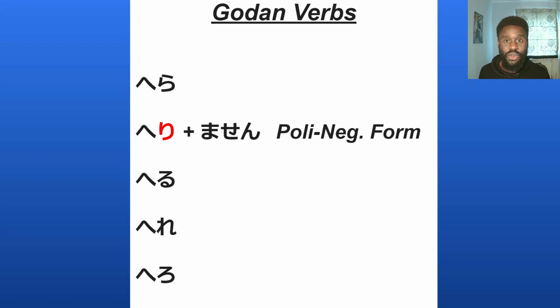The dictionary negative form of the verb comes from the 1st row, hera, and we add nai to the end of it. And this creates heranai, to not decrease, which is the dictionary negative form of this verb.